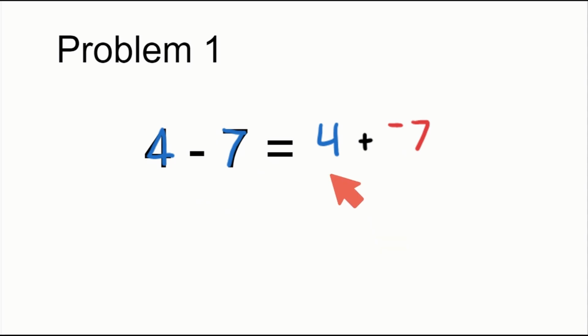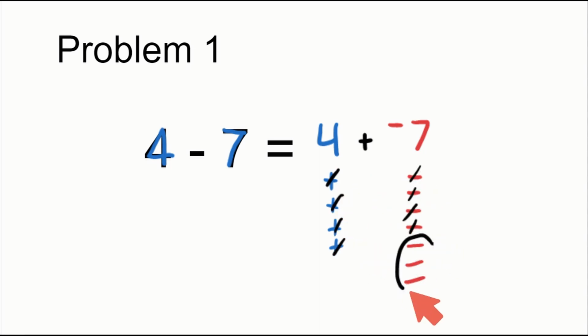4 means we have 4 positives. And negative 7 means we have 7 negatives. When we have opposite signs, we know they're going to cancel out. So each of these positives are going to cancel out with a negative. And we can see that our final answer is going to be negative 3.